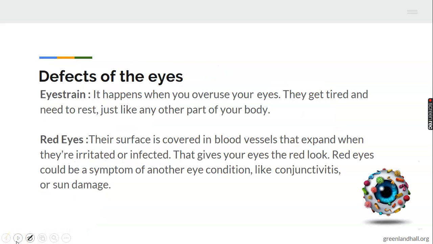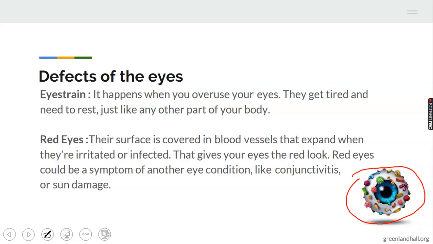All right. Now, what are the defects of the eyes? Wow, this eye. Look at the image just below, down right of your screen. You can see that eye with so many defects here. Wow, that's not good. So defects of the eye, number 1 defect is eye strain. What does this mean? Okay, it means when you overuse your eyes, you have eye strain.